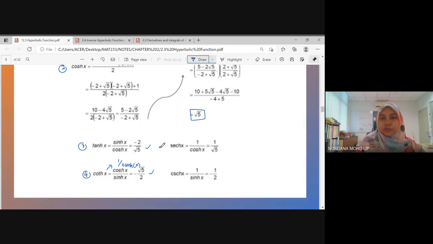And number 5 is hyperbolic secant. Hyperbolic secant is 1 over hyperbolic cos. Just substitute the value. And the last one is hyperbolic cosecant. This is an example for hyperbolic functions, a question in hyperbolic functions.